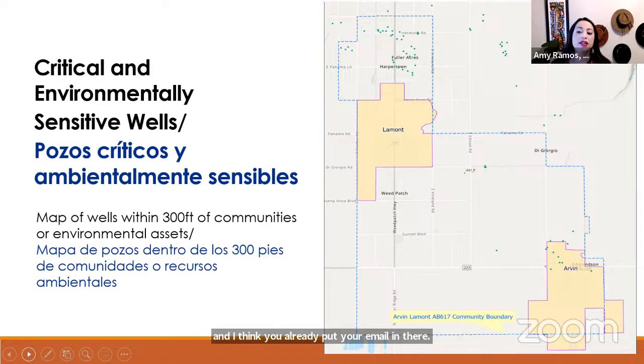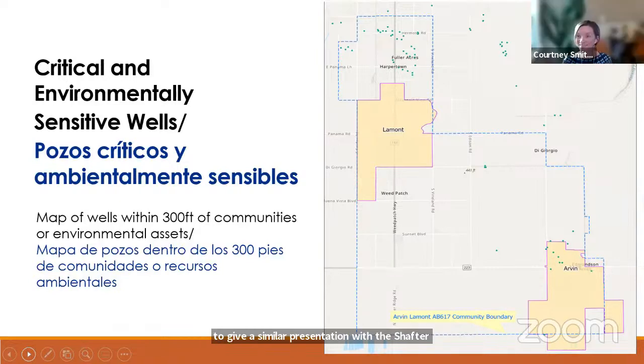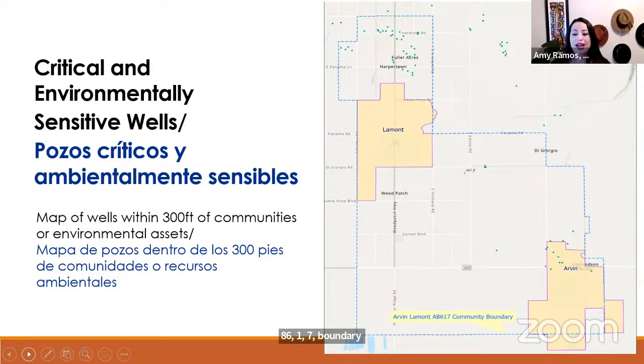We also have several residents who are here today who are part of the Shafter AB 617. So they're curious if you all have any plans to give a similar presentation with the Shafter AB 617 boundary. We would welcome that. Okay, great, thank you. So we will add that as a second agenda action item.